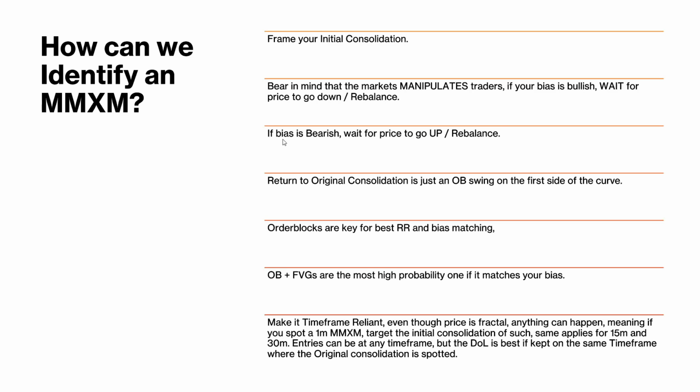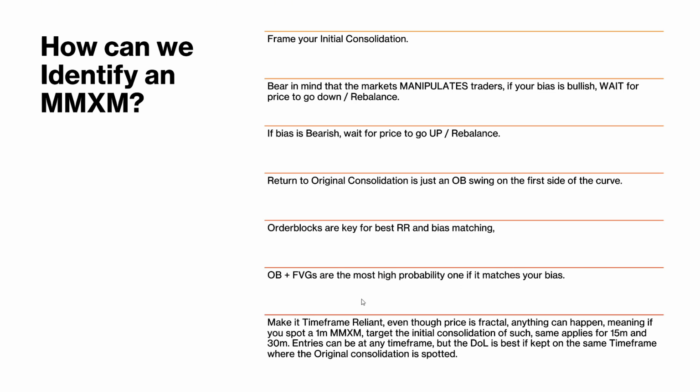So how can we identify an MMXM? You have to frame your initial consolidation. You have to bear in mind that the market manipulates traders. If your bias is bullish, wait for price to go down or to rebalance somewhere. If your bias is bearish, wait for price to go up and or rebalance. Return to original consolidation is just an order block swing on the first side of the curve. Order blocks are key for the best risk to reward and bias matching as well. Order blocks plus FVGs are the most high probability ones if it does match your bias.